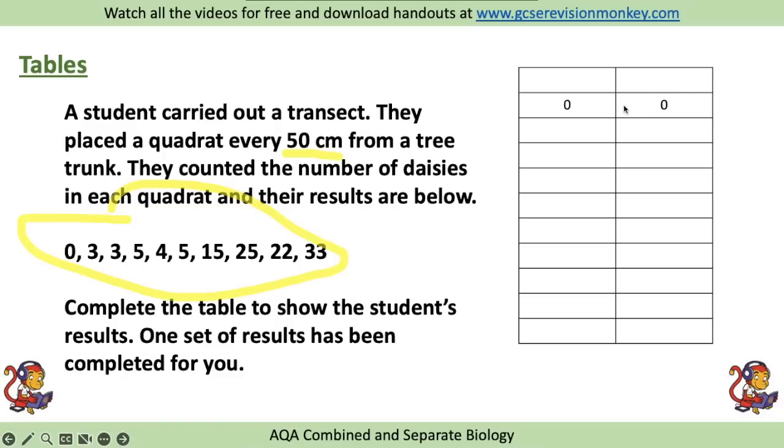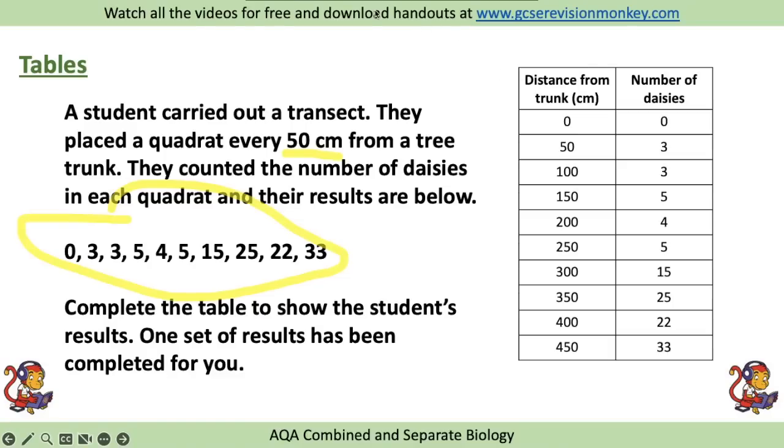Sometimes they'll complete the first result to give you a clue to put your headings in the table, and sometimes they don't, so look out for that. If they don't, you must make sure you've got the headings in. So you'd have to complete the table by writing in appropriate headings.